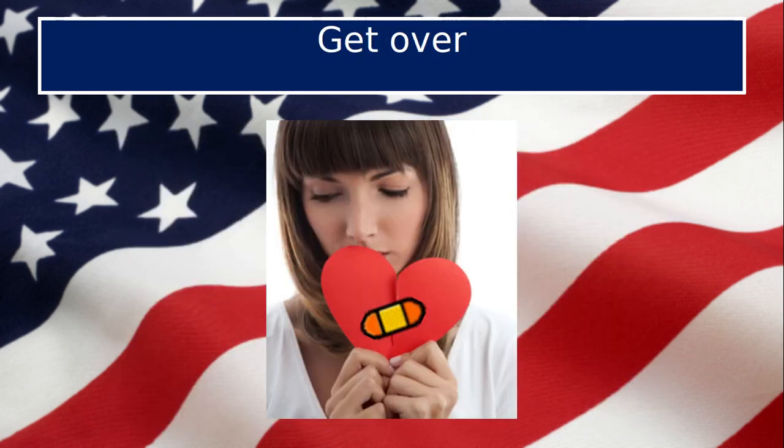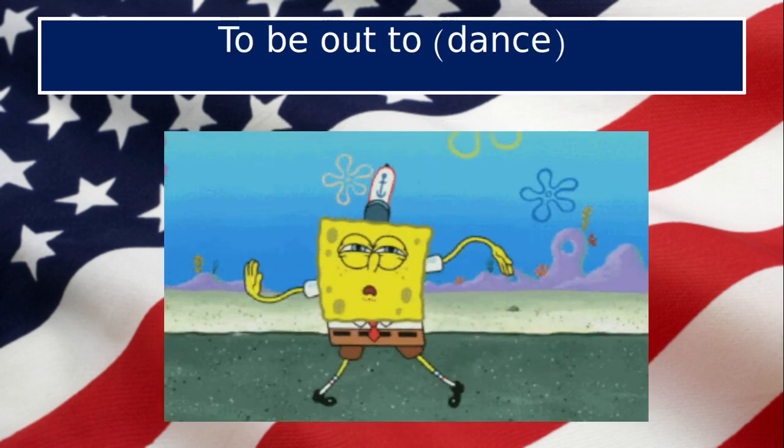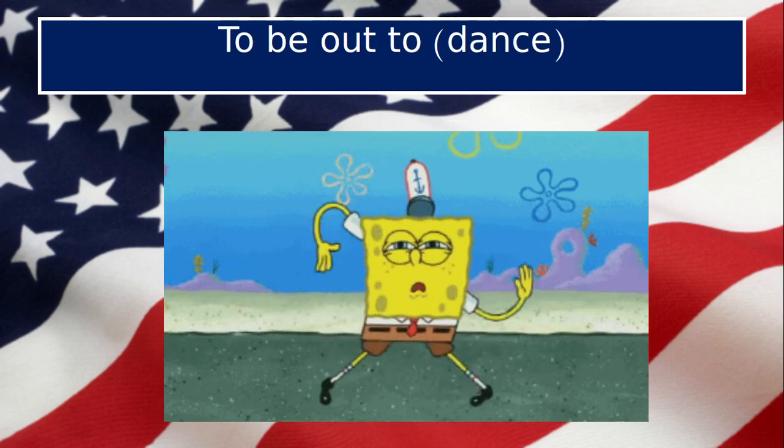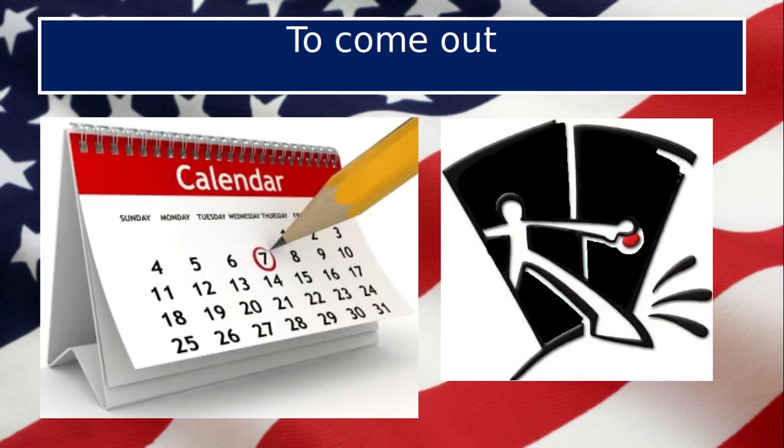Get over is when you start to feel better after something bad has happened, or you can get over a disease. To be about to is when you are seconds away from doing something, like I'm about to dance, I'm about to cry. To make out can be to find a solution or to kiss. To come out, it can be literally coming out of a place, a closed place, or when you're talking about movies, books, CDs, they all come out on a specific date.